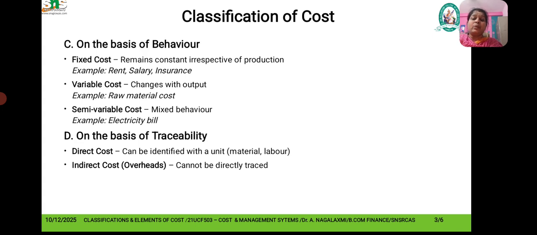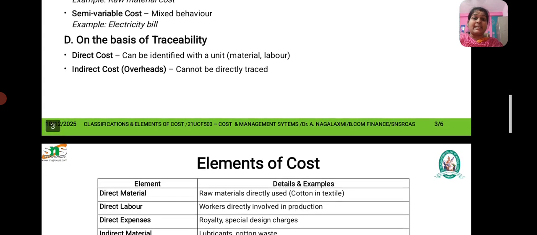Now we are moving to the next basis, that is the basis of traceability. Direct cost, indirect cost. Direct cost can be identified with the unit, how many numbers, material, labor. Indirect cost means it cannot be directly traced with the units. That is said to be on the basis of traceability.